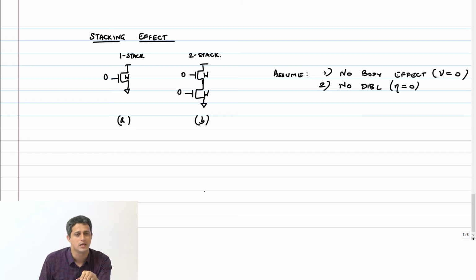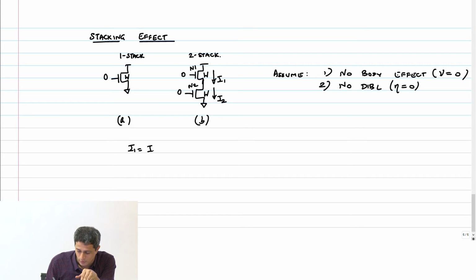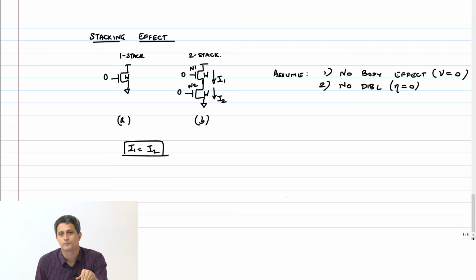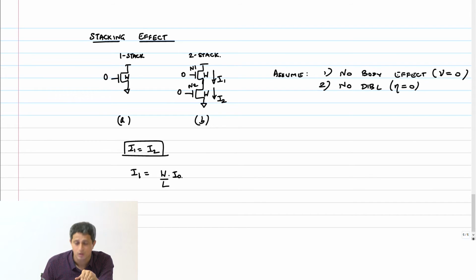So how do I evaluate the leakage current through that stack? What you do is you have to assume that this is going to be this transistor. Let me call it N1, N2. Current through N1 is I1, current through N2 is I2. What is the constraint? I1 has to be equal to I2. So what is the value of I1 from the previous equation? W by L into I naught.